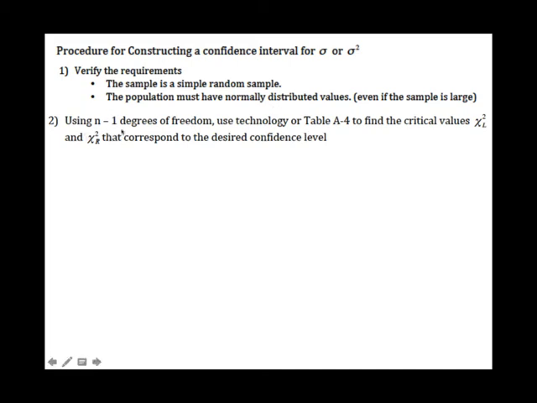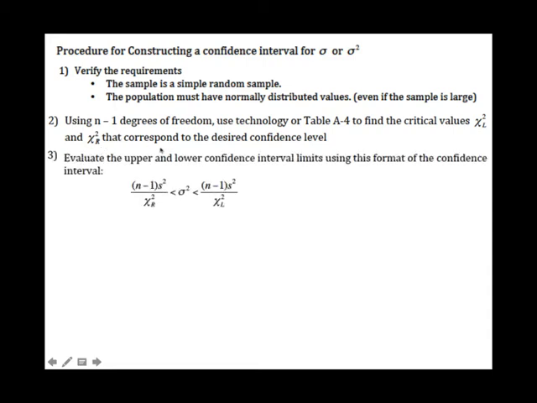Then, find the degree of freedom. Use technology, meaning your calculator, or Table A4 to find the critical values. You do have 2 critical values, chi-squared to the left and chi-squared to the right. And to find the confidence interval, you just need to plug your numbers into this formula.